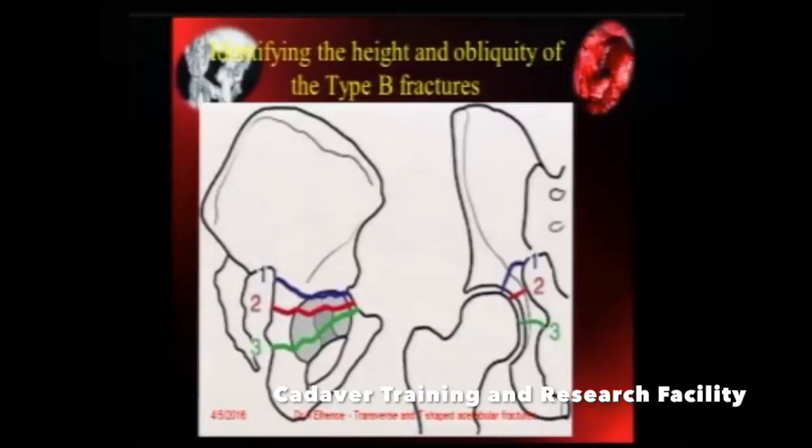The other one is that if it passes through the roof of the cotyloid fossa, that is a juxtatectal fracture. If it passes beneath the roof of the cotyloid fossa, that is the infratectal fracture.